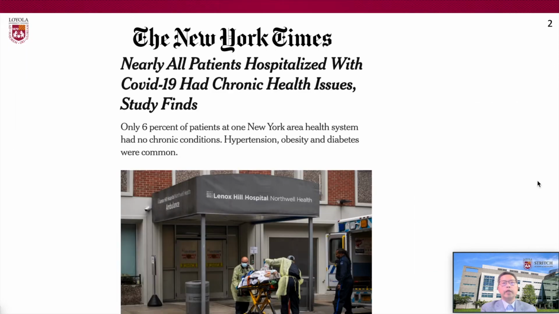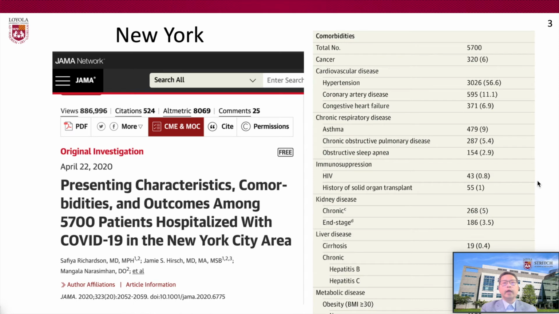Back in March and April 2020, clinicians had already noticed that most patients hospitalized with COVID have some sort of underlying medical conditions. This is a New York Times report from April 2020. That report was talking about this published paper in JAMA, based on hospitalized patients in the New York City area. On the right is a table from this paper. It's a typical Table 1 or Table 2 in a medical research paper summarizing the patient information.